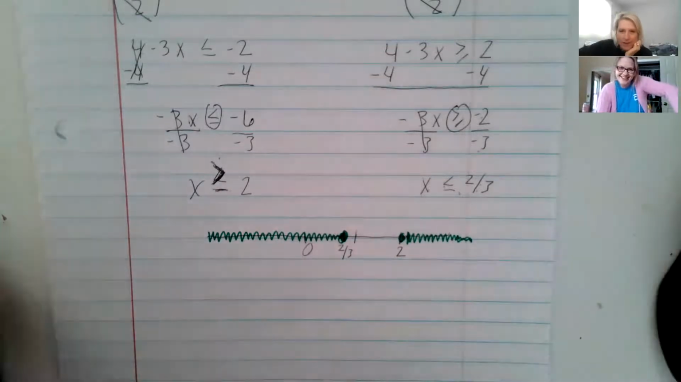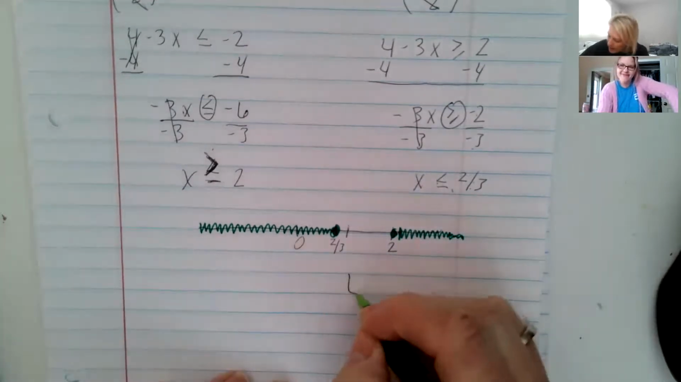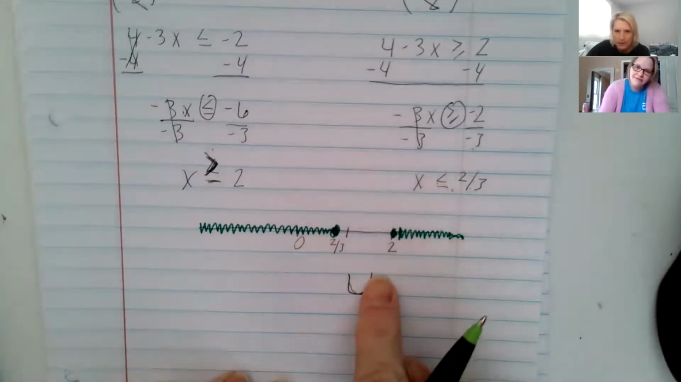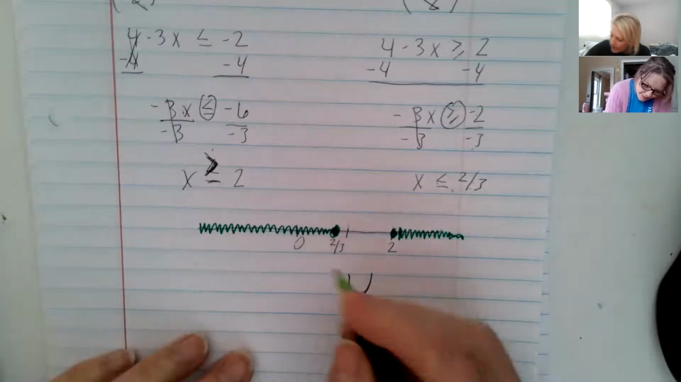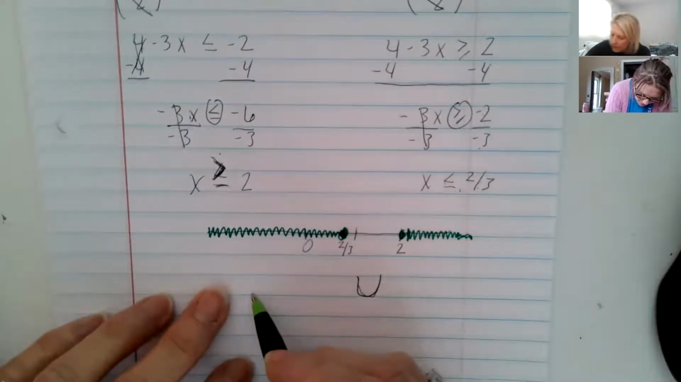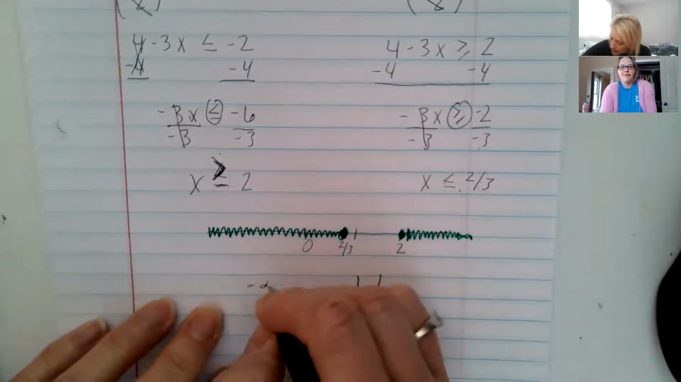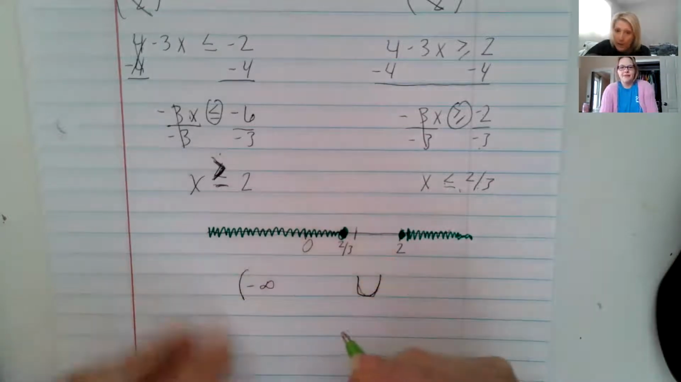Okay, so let's do our interval for these. We're going to have 2 intervals, right? And then we're going to have a big union sign in between them. Our interval is always our minimum value on the left. And in this case, there's no limit on my minimum value. So it's negative infinity and it gets an open parenthesis.